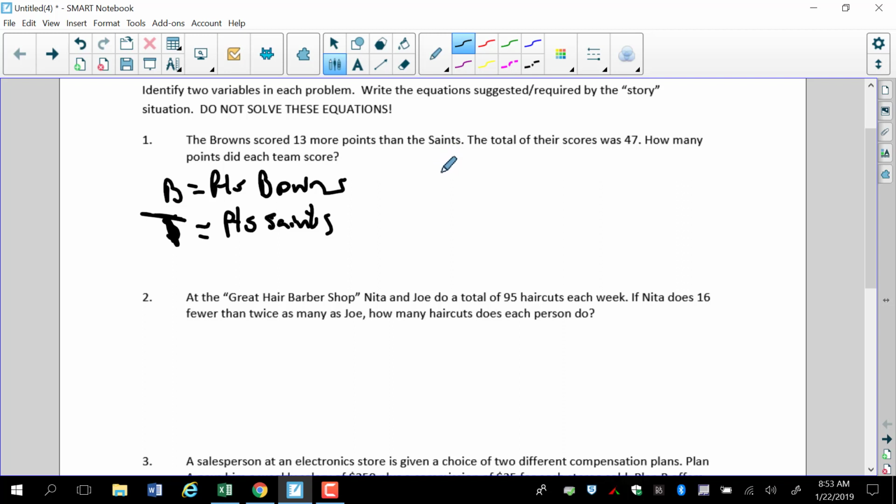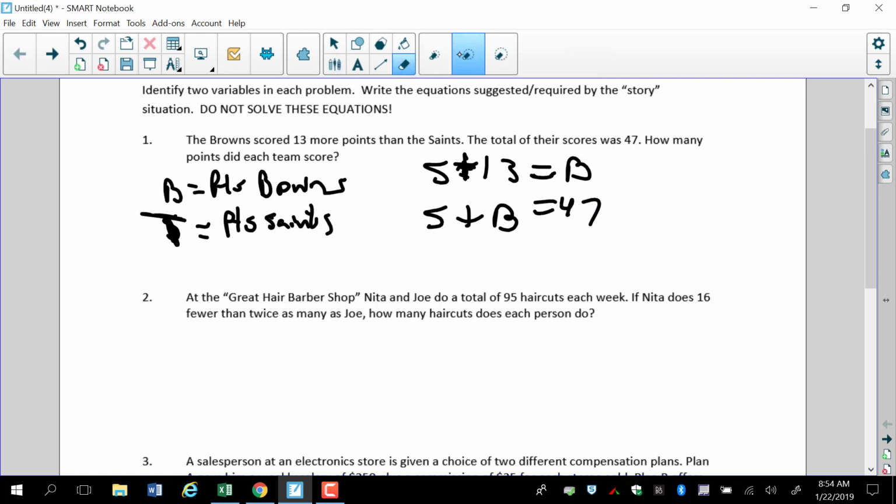So the Browns scored 13 more points than the Saints. Whatever the Saints scored, take Saints, add 13, and you get the Browns. And the total of their two scores, the Saints plus the Browns, is equal to 47. So there's your system of equations for this first one. I'll clean this up a little bit. And again, I apologize, I should be using T instead of S. So T plus 13, T plus B.